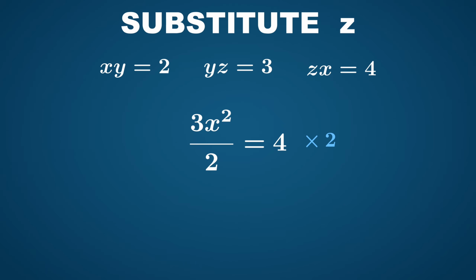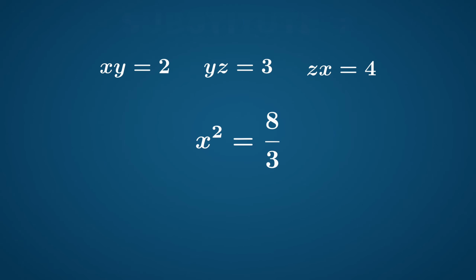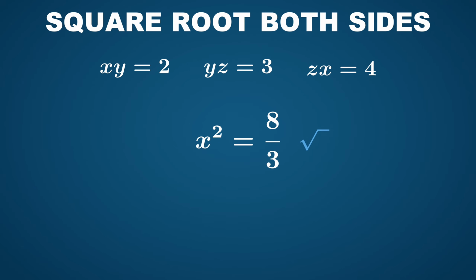We multiply both sides of the equation by the number 2 right now. This specific calculation results in 3x squared equaling 8. We divide both sides by 3 in order to isolate the x squared term. We find that x squared is exactly equal to the fraction 8 over 3. We take the square root of both sides to find the exact value of x.